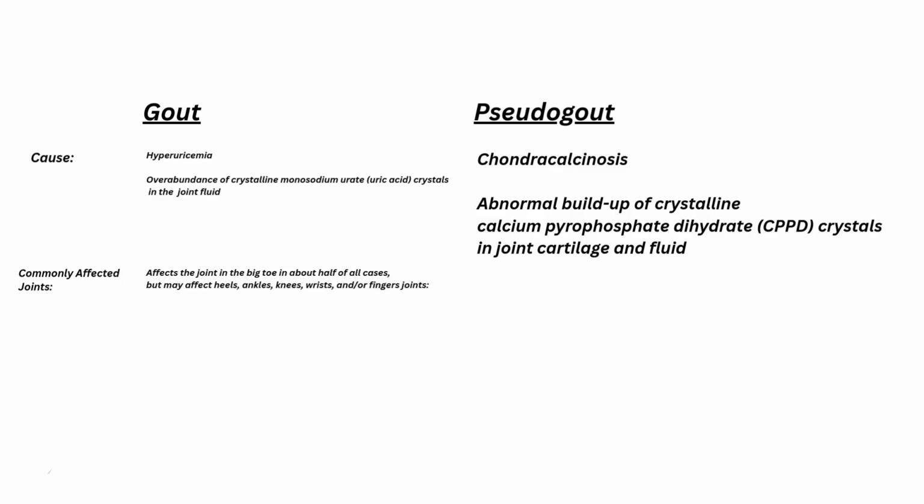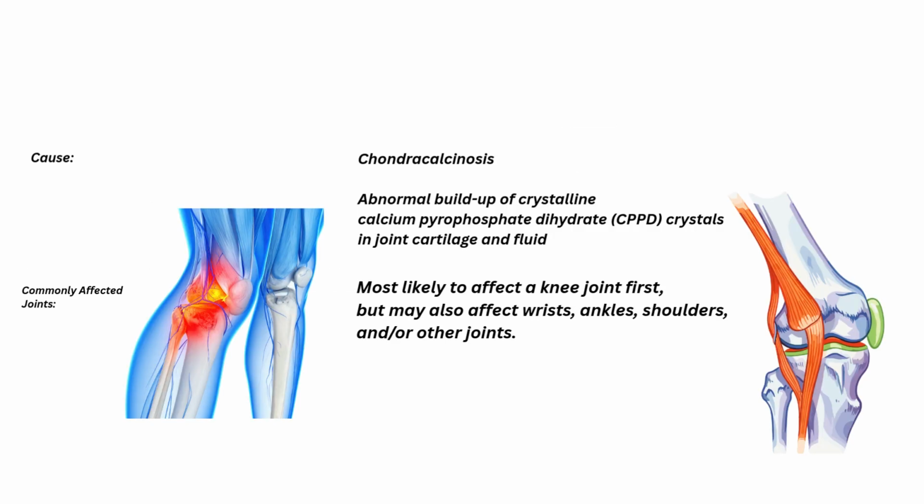Pseudogout is chondrocalcinosis caused by an abnormal buildup of crystalline calcium pyrophosphate dihydrate crystals in joint cartilage and fluid. Pseudogout most likely will affect the knee joint first, but it may also affect other joints.